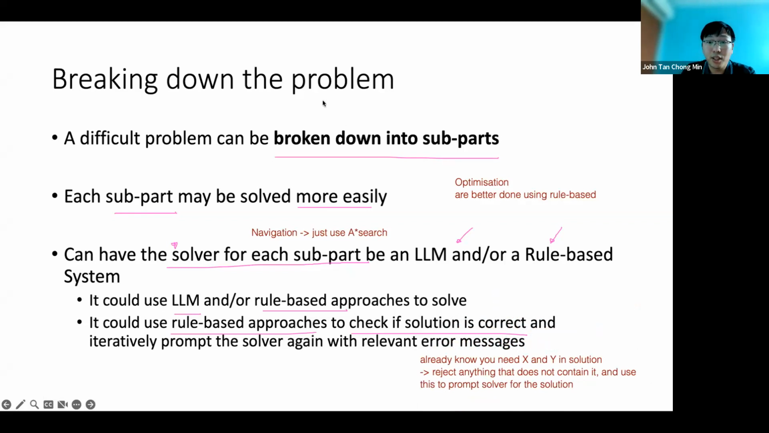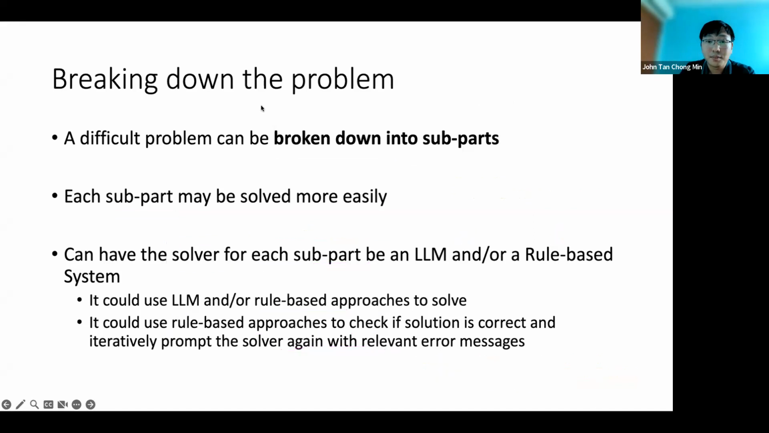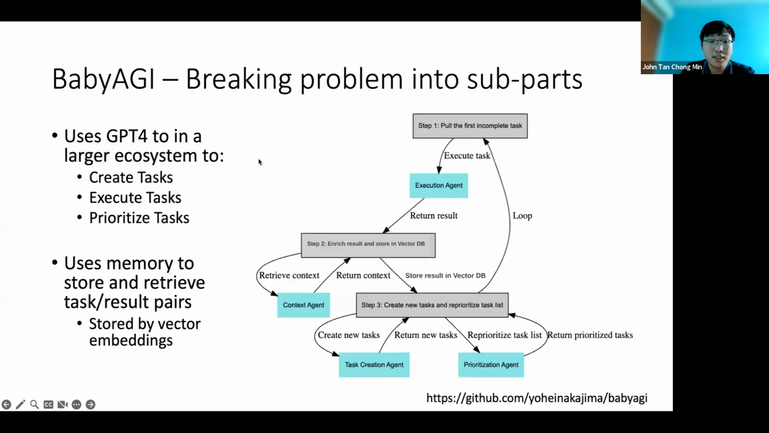So this idea of iterative prompting with the error messages, this part is also quite important. The solver is not just a one-step solver, it's an iterative feedback loop that keeps going and going until you solve the problem. So this is the idea of breaking down a problem into subparts.